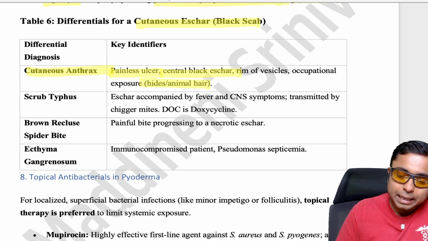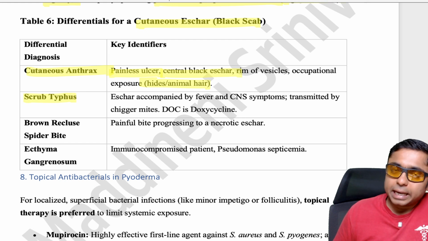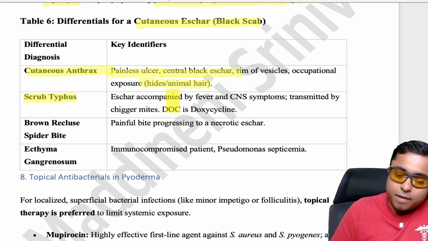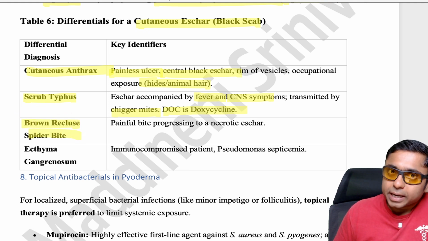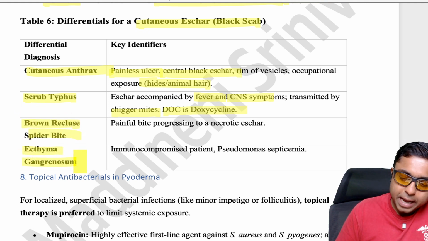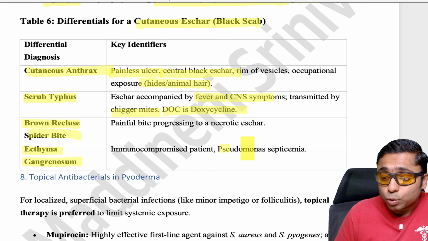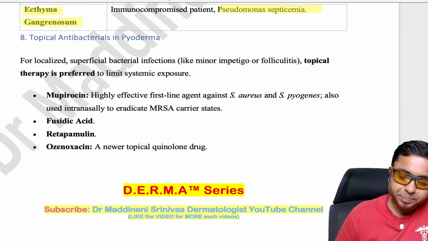Animal or cattle hides. Scrub typhus, again another very important disease where eschar is going to be there. The patients are going to have fever and CNS symptoms, it is transmitted by chigger mites, and doxycycline is the drug of choice. Brown recluse spider bite can also produce eschar, and so can ecthyma gangrenosum in immunocompromised patients with pseudomonas septicemia. We have already discussed this.